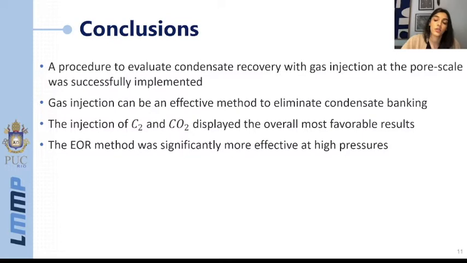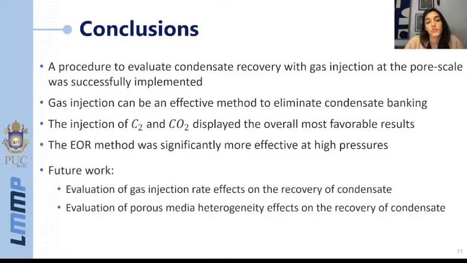As future work, I think that it would be important to evaluate the effect of gas injection rate on the condensate recovery, and also evaluate the effect of porous medium heterogeneity on the recovery of condensate.